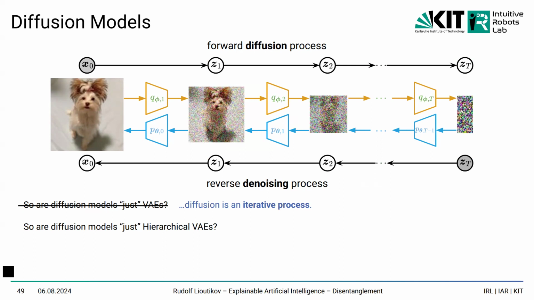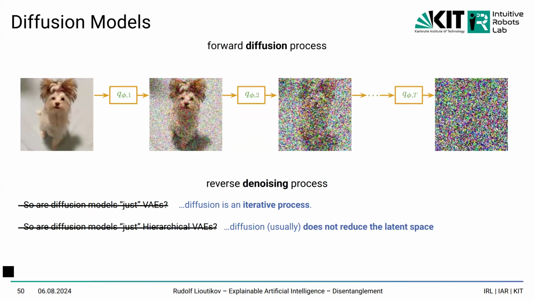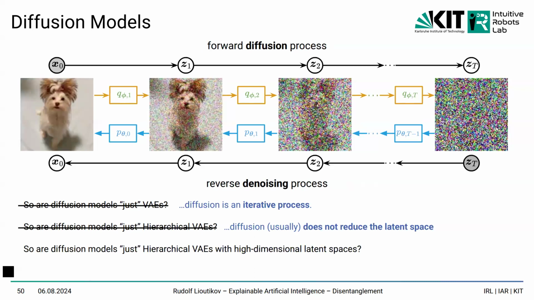The latent space is not reduced. That is correct. Excellent answer. So in diffusion, usually we don't have a low dimensional latent space or a low dimensional noise projection, but we just add noise to the data in the first place, right? So we add noise, and then we decode. So the question is, is a diffusion model just a hierarchical VAE with high dimensional latent spaces?